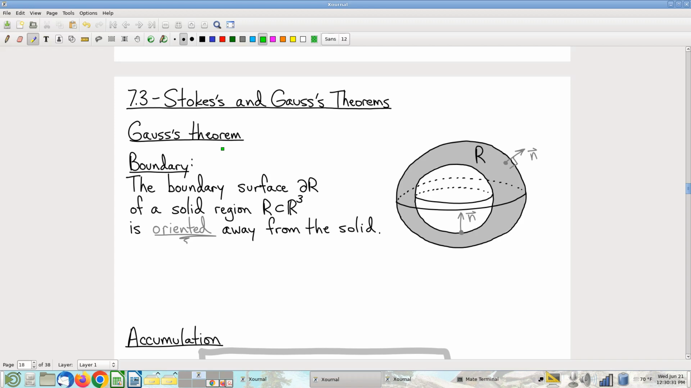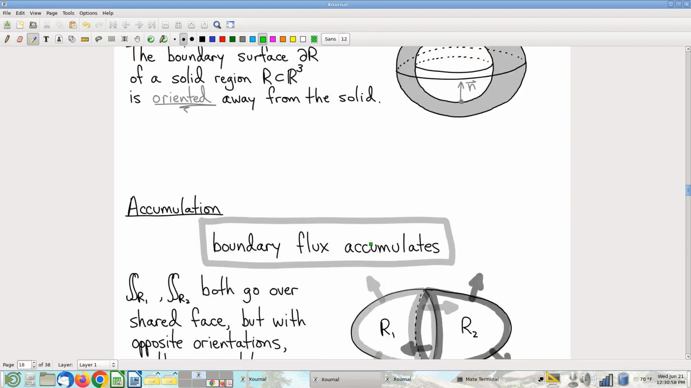So, first of all, again, the word boundary, loaded word, now no longer means just the edge, right? It means that edge, but with an orientation, a specific, precisely conventional orientation attached to that boundary surface. And again, the convention is this: away from the solid. Okay, so we talked about some examples last time.